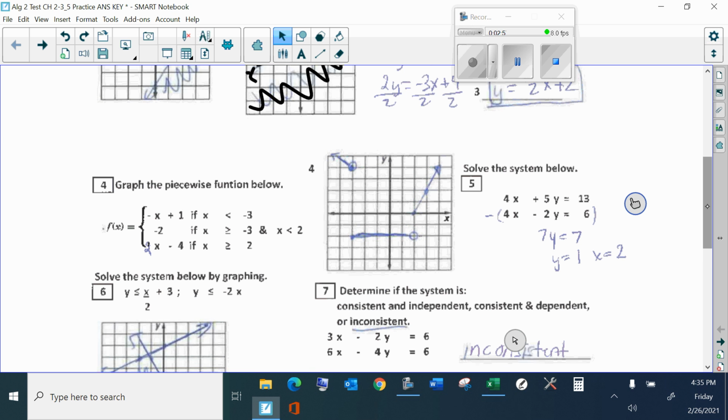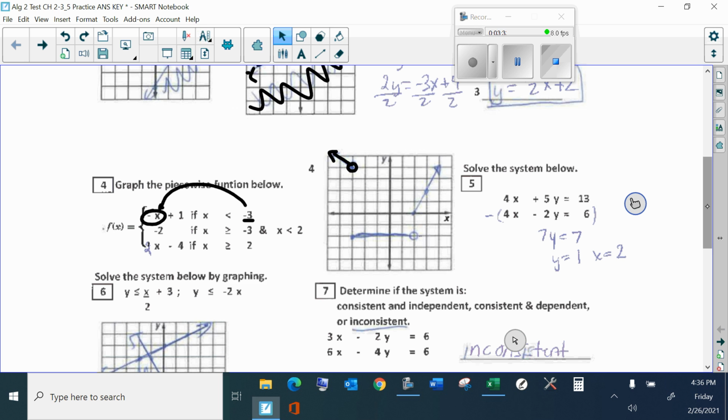Graph the piecewise function below. So we see -3 is a key point right here. If I plug in -3 into here, the opposite of -3 is +3, plus 1 is 4. So at -3 I have 4, and since it's if x is less than -3, that means an open circle at (-3, 4). And then the slope of that line is -1. So there's a -1 slope, up 1, left 1. It's going to go up there forever.